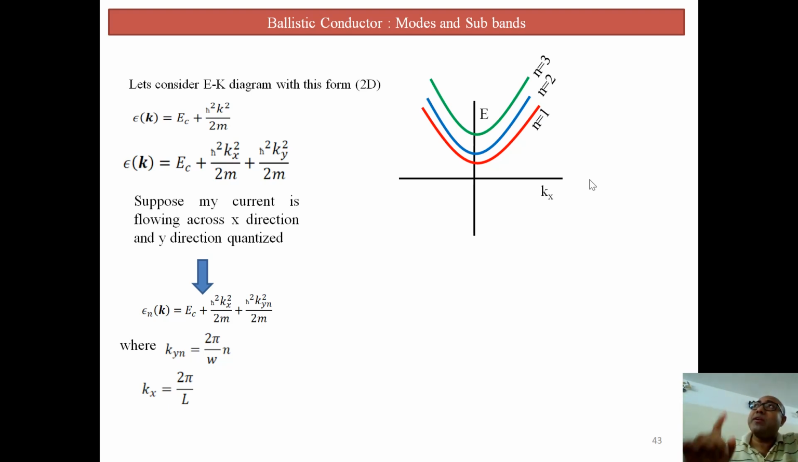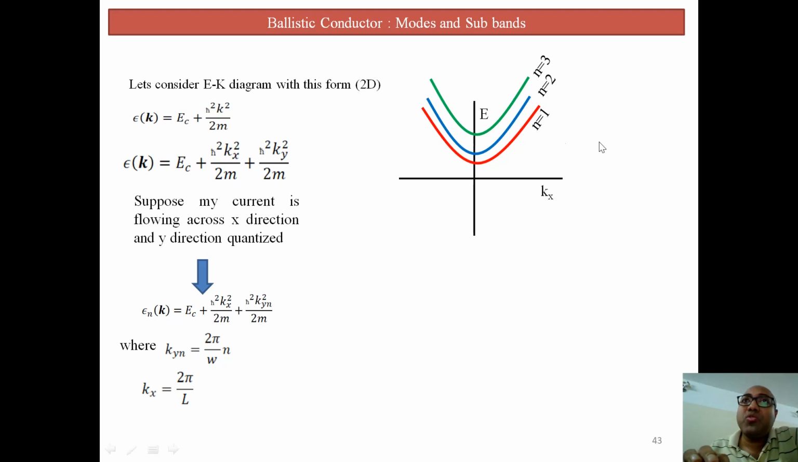Earlier, with kx and ky both continuous, you would get only one E-k diagram, like the single parabola for a one-dimensional case. Since we are now calculating the E-k diagram for multiple integers n, we have that many E-k diagrams.